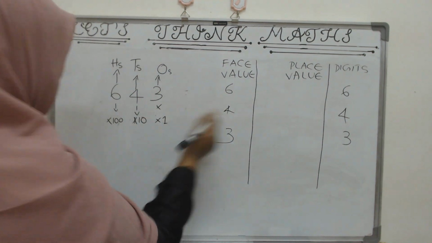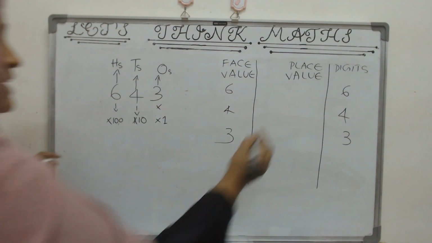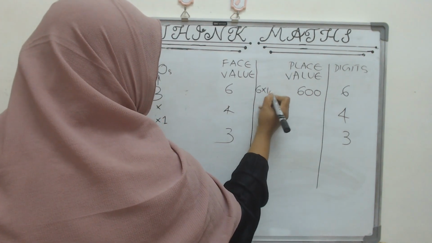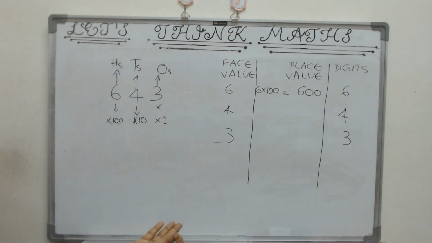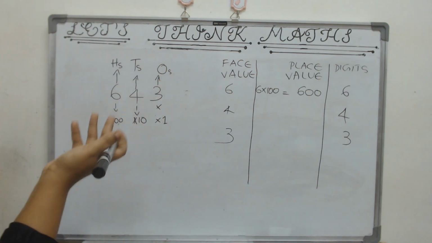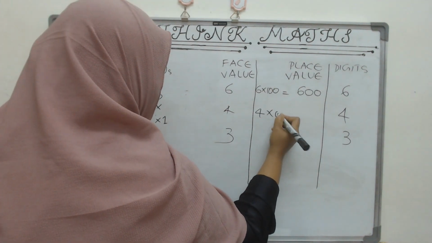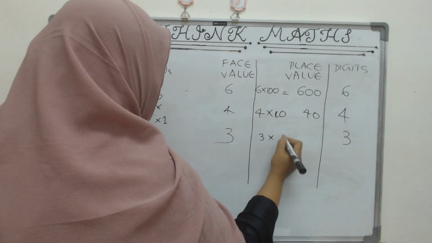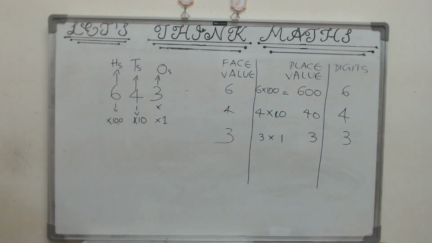So, what is its place value? It looks like 6, but it is not 6. It is 600. It is 6 into 100, which is 600. What is the place value of this? Its face value is 4. It looks like 4, but it is not 4. It is 4 into 10, or in other words, 40. This is 3 into 1. In the ones place, the face value and the place value are both same.